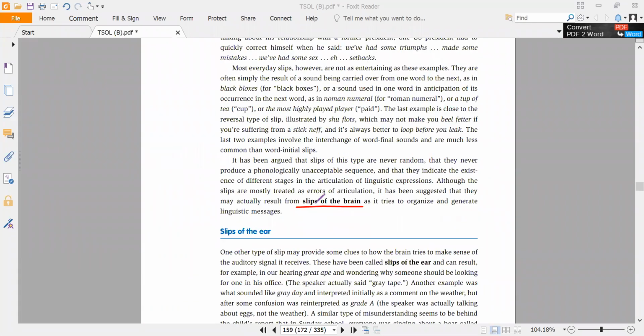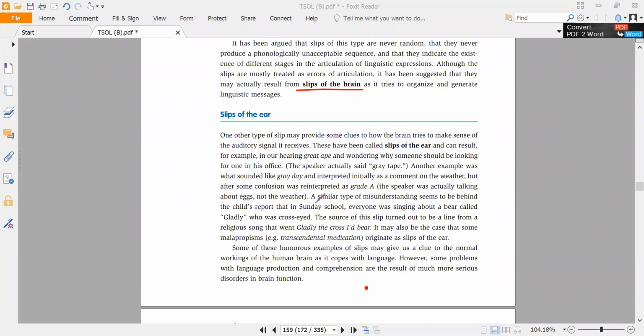So sometimes we may misperceive things, like a person may say one thing and we may hear another thing. When there is a misperception on part of the hearer, that is what we call slip of the air, right?